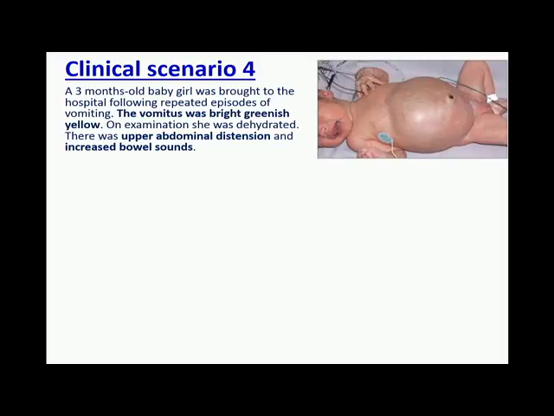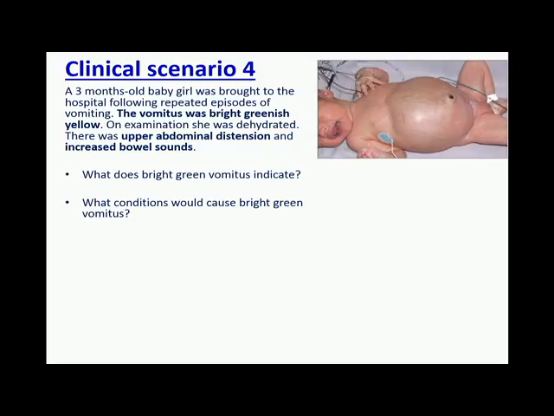It's called non-bilious vomiting because the obstruction is more proximal. Now in this baby it is different. This baby presents with greenish-yellow vomitus. The patient was dehydrated, probably due to vomiting, and there was upper abdominal distension and increased bowel sounds. What does bright green vomitus indicate? It usually indicates vomiting of biliary content. What condition would cause vomiting of biliary substances?